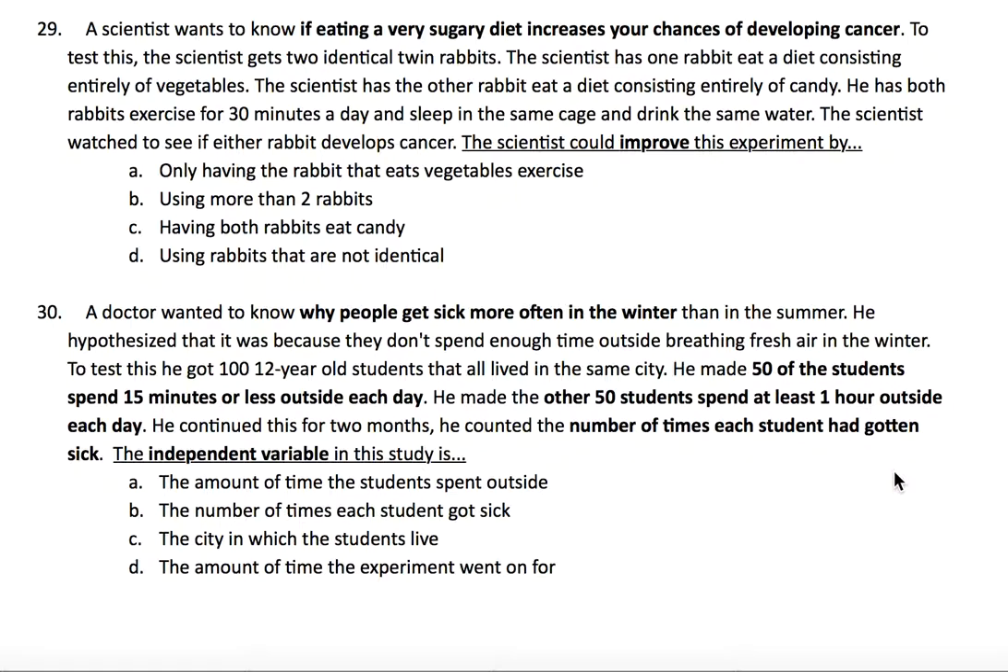The independent variable in this study is A. The amount of time the student spends outside. B. The number of times each student got sick. C. The city in which the students live. D. The amount of time the experiment went on for.